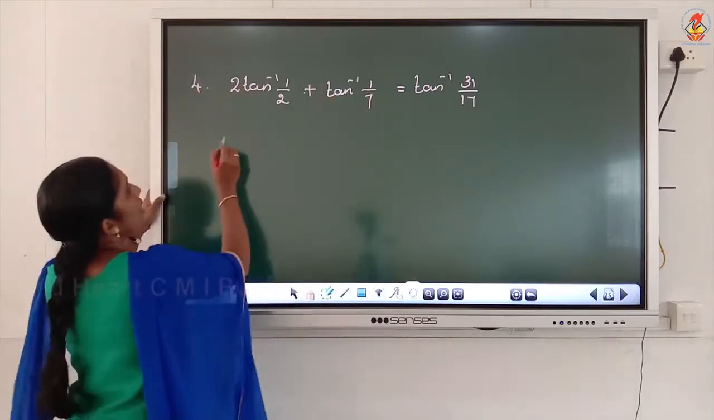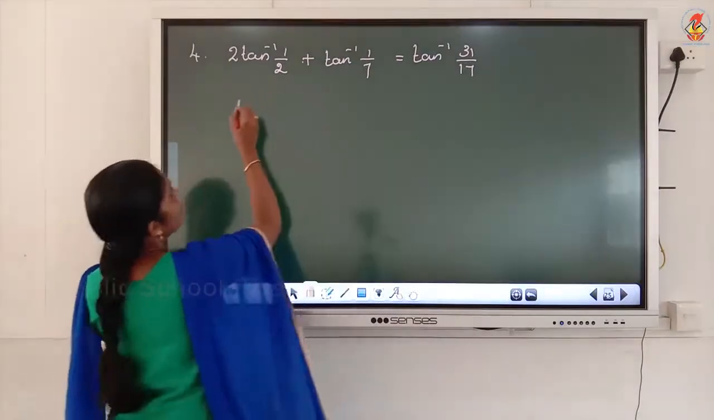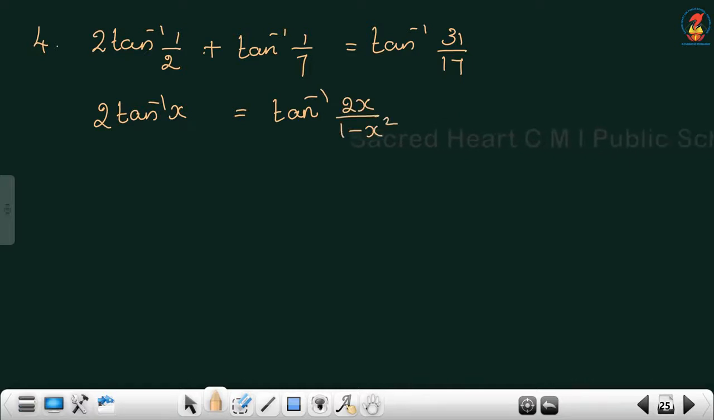Or for 2 tan inverse x, we have another result in terms of tan. 2 tan inverse x we can write in 3 different ways. One is in terms of sine inverse, then cos inverse, then tan inverse. So here I am writing it in terms of tan inverse. 2 tan inverse x is equal to tan inverse of 2x by 1 minus x square. This is the last property. So we can use this property here.